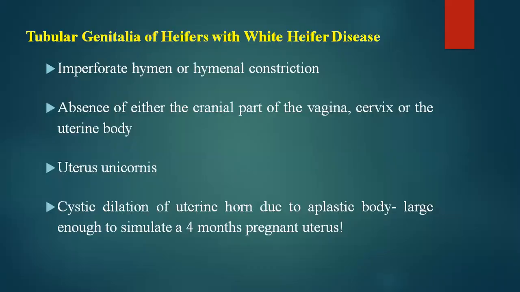Tubular genitalia of heifers with white heifer disease: imperforate hymen or hymenal constriction, absence of either the cranial part of vagina, cervix, or uterine body, that is what we call aplasia. So there can be completely blocked vagina, cervix, or body. One part of the horn can be missing, which is uterus unicornis, or it can be cystic dilation of uterine horn due to an aplastic body large enough to simulate a 4-month pregnant uterus.